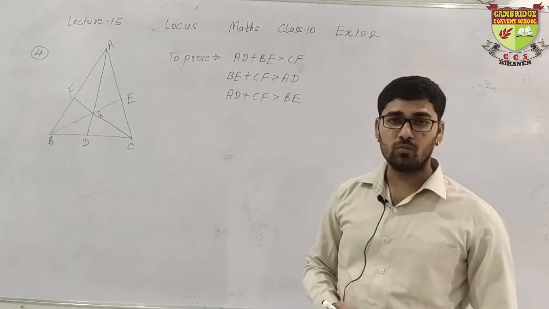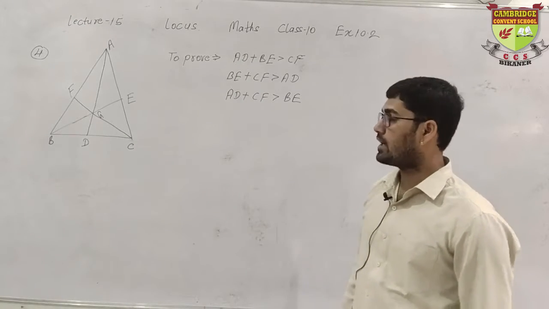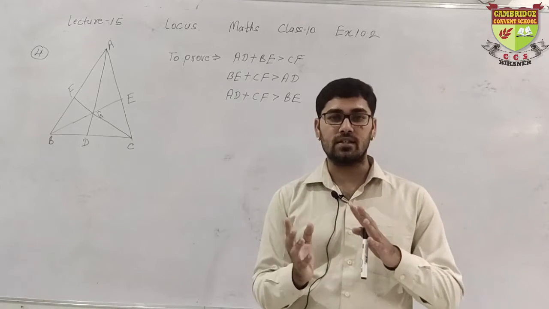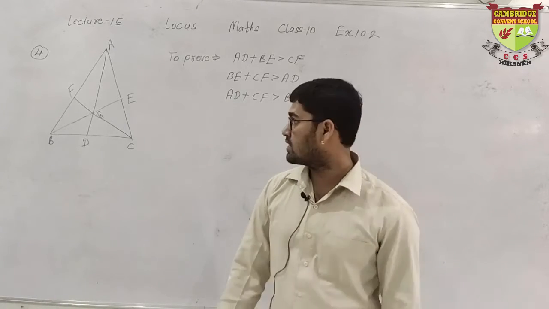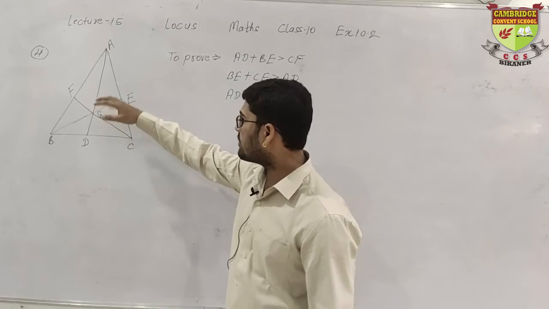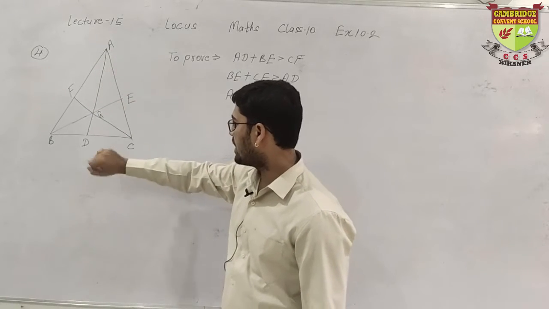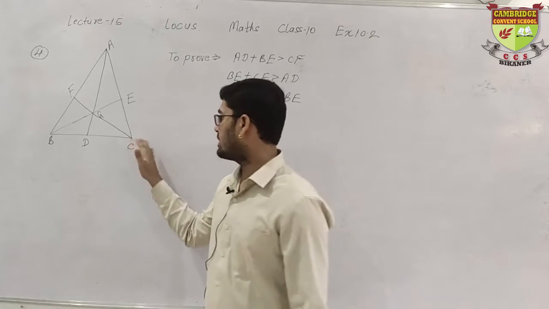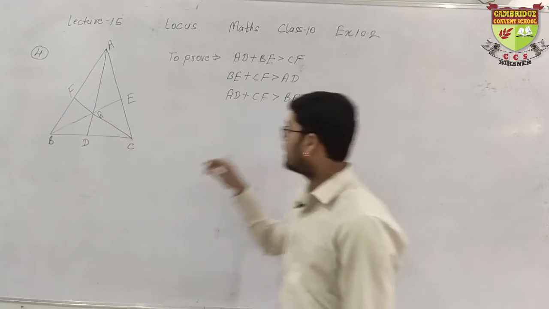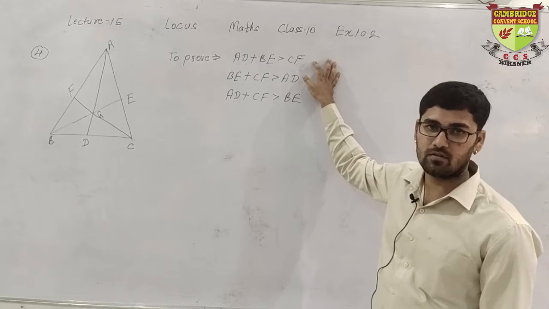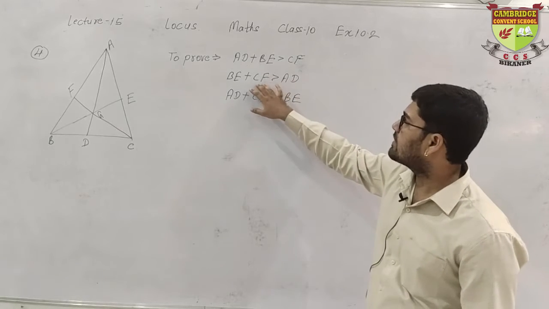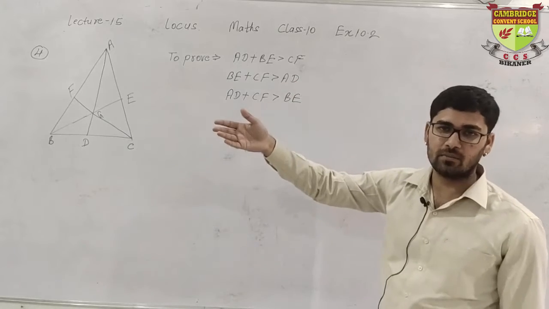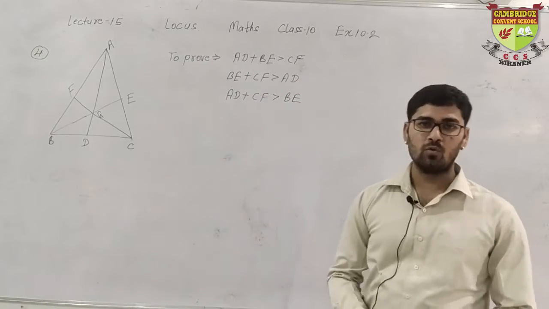So what do we need to prove? We need to prove that the sum of any two medians is greater than the third one. That means there are three medians. If I add AD and BE, their sum will be greater than the third median CF, like I have written here. Similarly, for the other two medians, their addition will be greater than the third single median. This is what we have to prove.